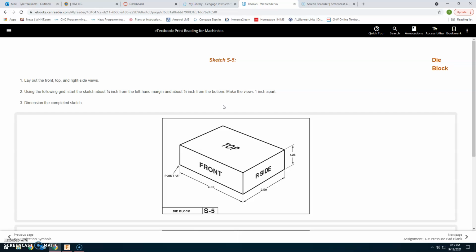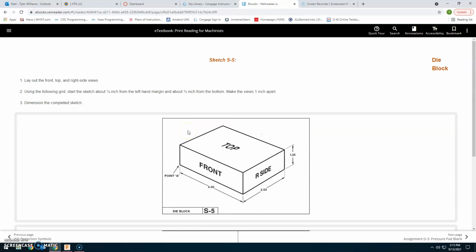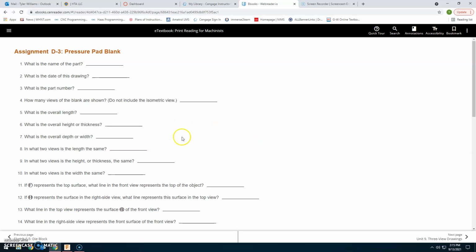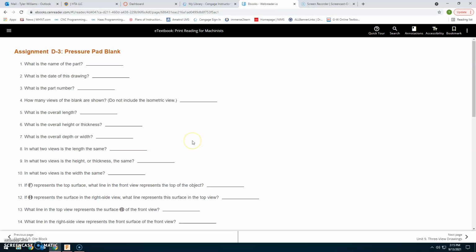Alright, so it's telling you to actually lay out some views, but here is the actual assignment that we're going to do.